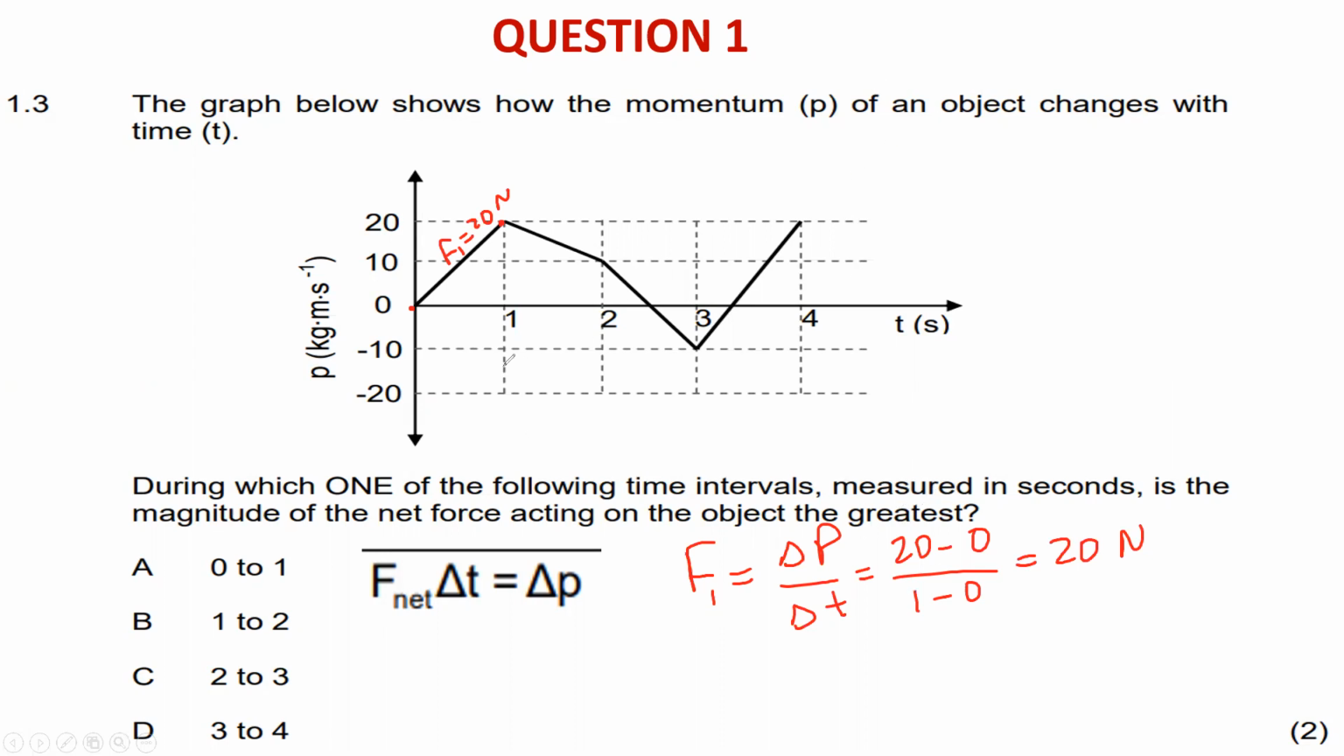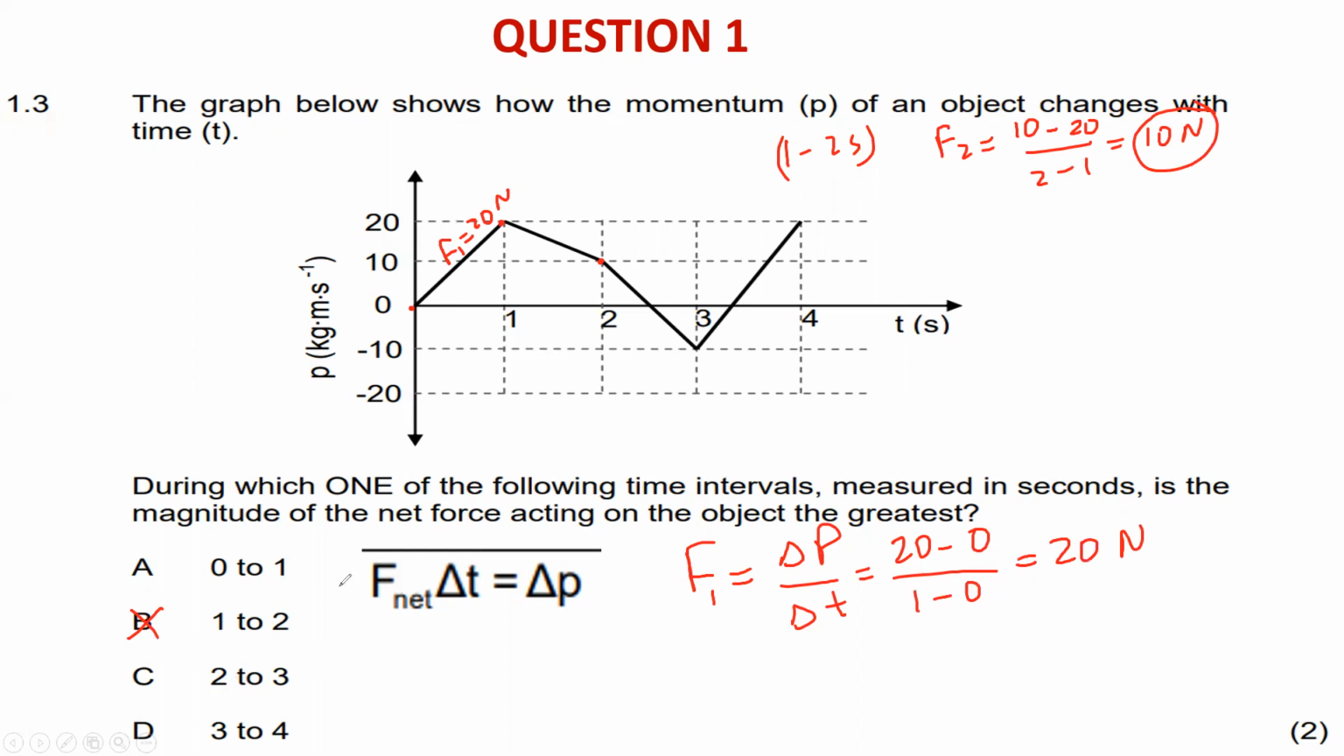So let's calculate the next one, 1 to 2. F2, from 1 to 2 seconds, is equal to delta P over delta T. So for 2 seconds, we have 10, as you see. 10 minus what we have, 20, over 2 minus 1, and then you are getting negative 10 newtons. Negative means just opposite direction. It's fine. Directly you can say 10 newtons because we are looking for the magnitude of net force. We are not busy with directions. So we have 10 newtons, but we are looking for the greatest one. B is already gone because 20 is more.